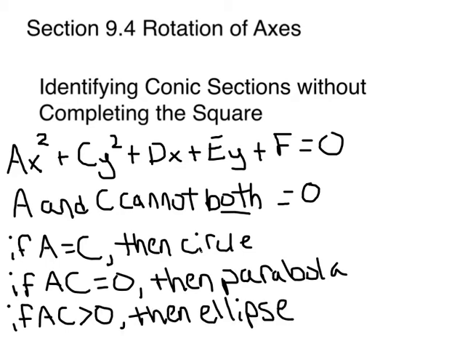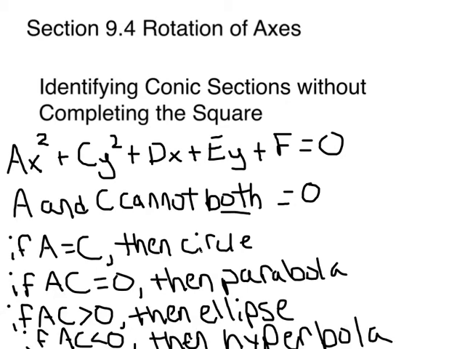If A and C are both positive or both negative, in other words, if we multiply them and get a positive number that is greater than 0, then we have an ellipse. So if A times C is positive, or if A times C is greater than 0, however you prefer to word that, then we have an ellipse. If A times C is less than 0, that means one of them was negative, and we end up with a negative product, then we have a hyperbola.